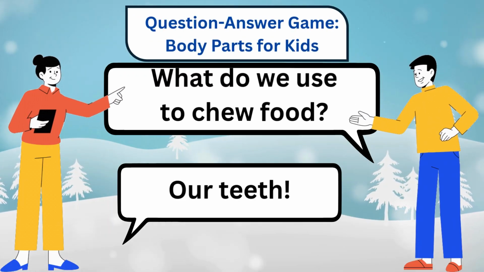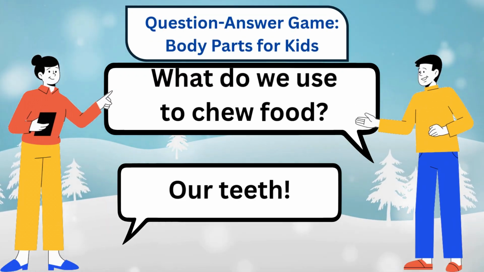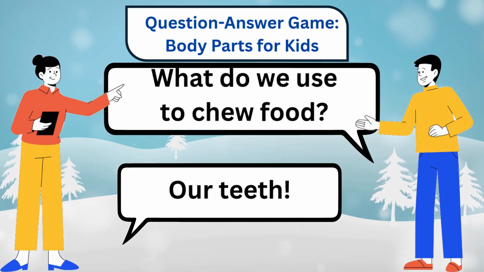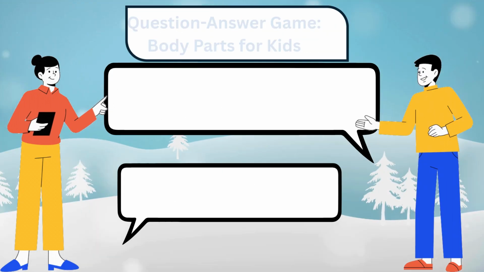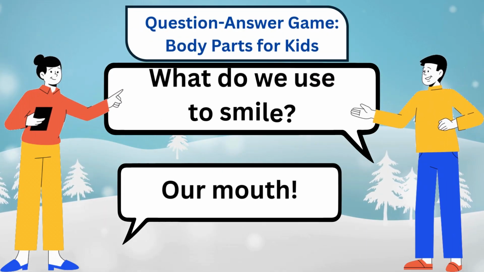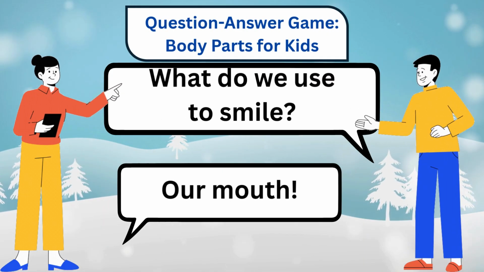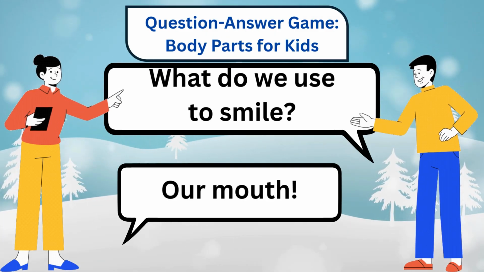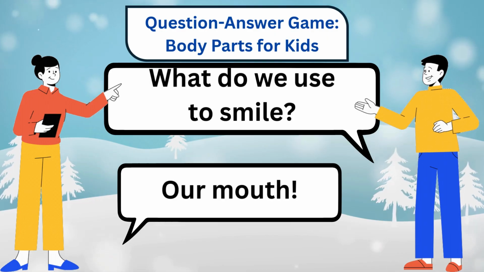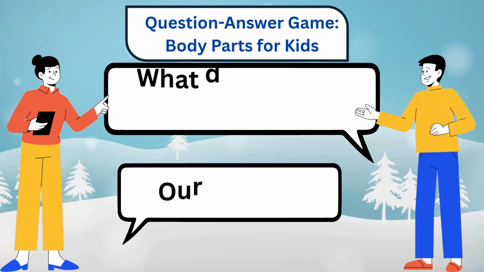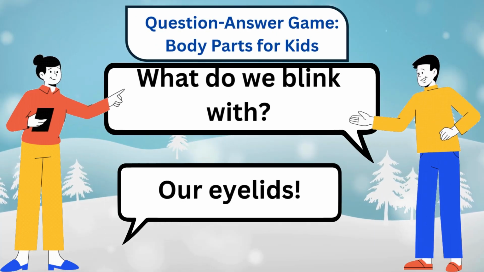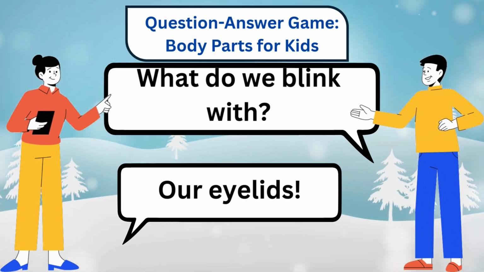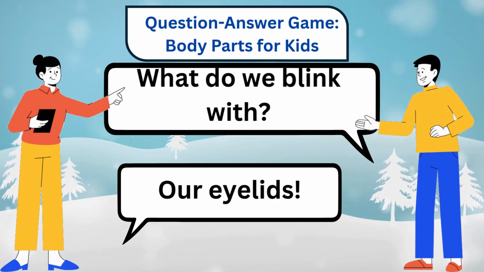What do we use to chew food? Our teeth. What do we use to smile? Our mouth. What do we blink with? Our eyelids.